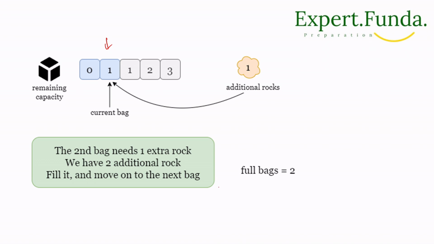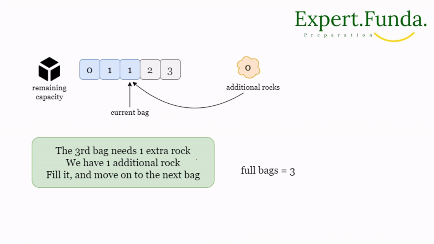Now the bag is what? Full with 2. So we have 2 additional rocks, but we need only 1, right? And that we did here. Now if we come to the next bag, the capacity is 1. So what we'll do, we'll take 1 more here, right? We are taking 1 more here. So we have 2 additional rocks that we have used in this place and this place, right?